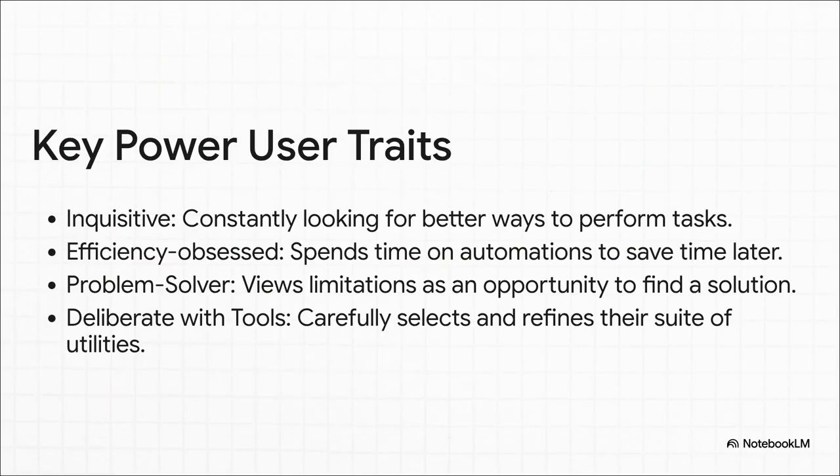And this mindset really boils down to a few key things, but the biggest one, being obsessed with efficiency. A power user totally gets that spending 10 minutes right now to automate a task is going to save them hours down the road. They see every little annoyance not as a roadblock, but as a challenge to find a better, faster way to get things done.